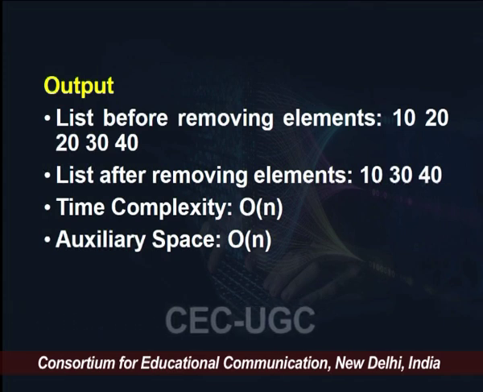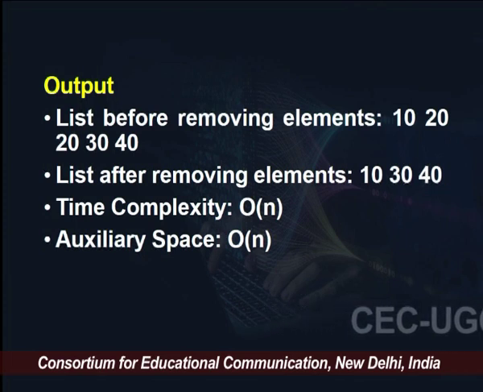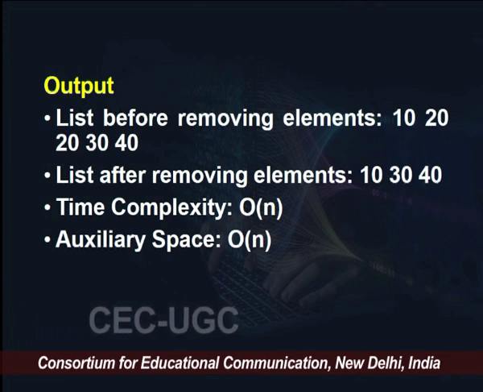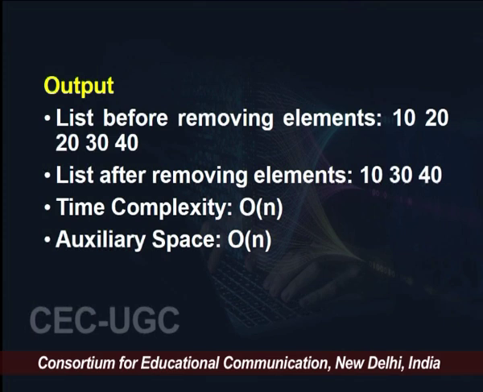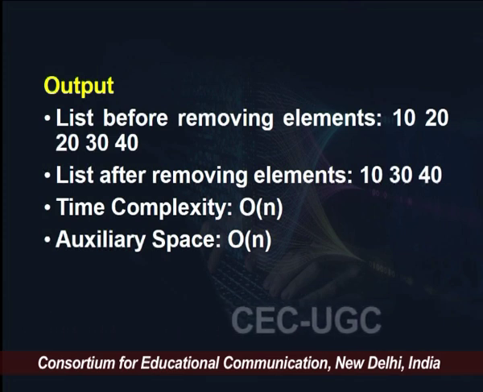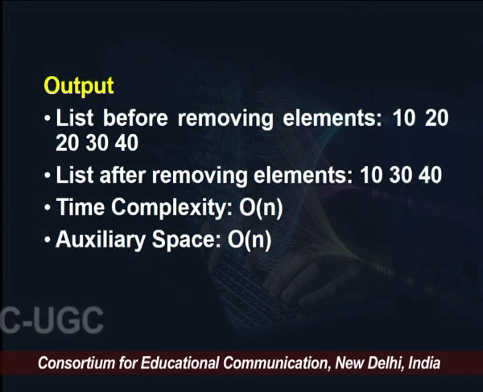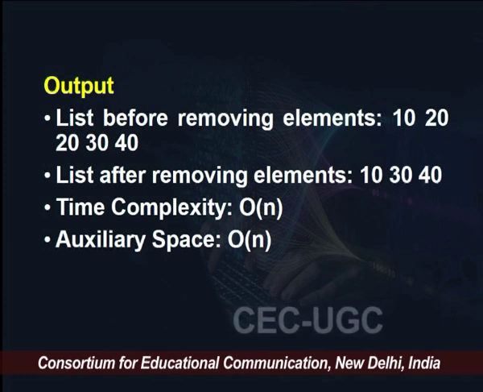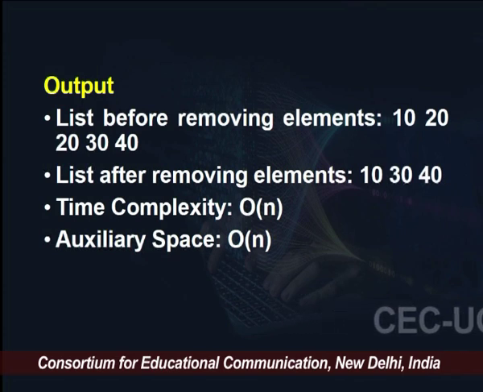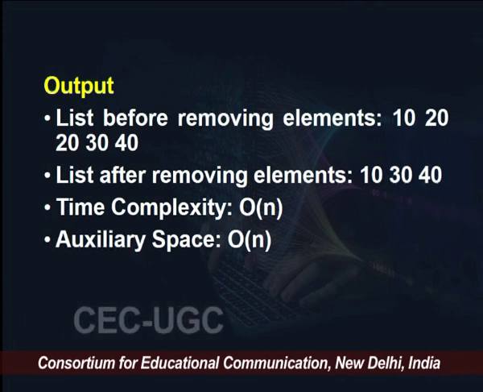Time complexity is order n, and auxiliary space required is also order n, because you can remove multiple elements, and the big O of those number of elements is nothing but n, because n is the total number of elements in this list. Before removing the elements, the list had 20. After removing the elements, the list no longer has 20. Time complexity is order n, and auxiliary space requirement is also order n.